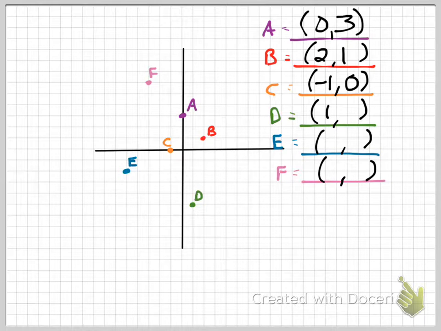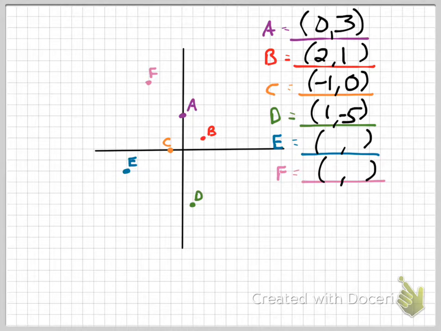And where's it at on the y? Where's it at on the y? What's this? -1, -2, -3, -4, -5. How many of you got that? 1, -5. Awesome.